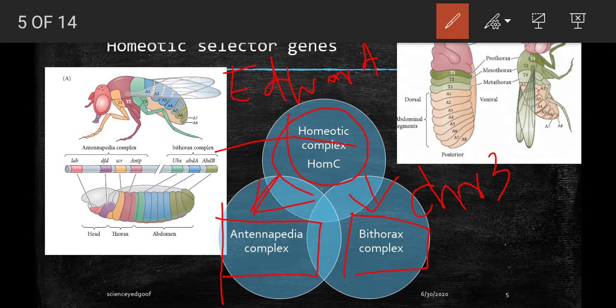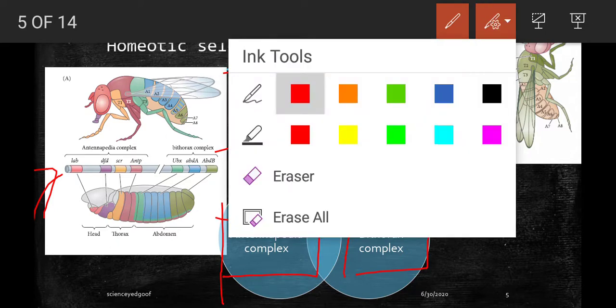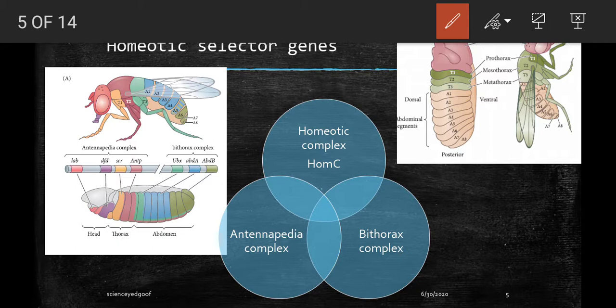And also there's a diagram here where you can see one complex called the Antennapedia complex, which includes all these genes, and the location of the genes is also shown. And then you have the Bithorax complex, and the genes of both of these together are referred to as the HOM-C.